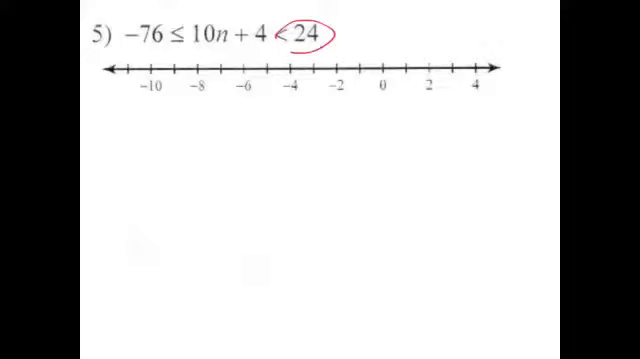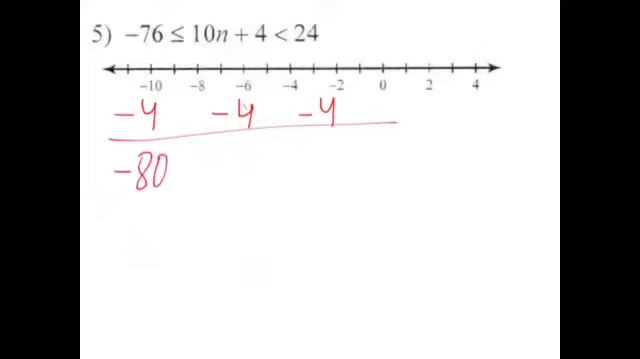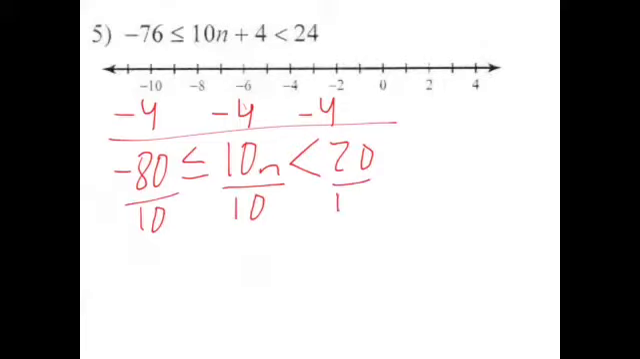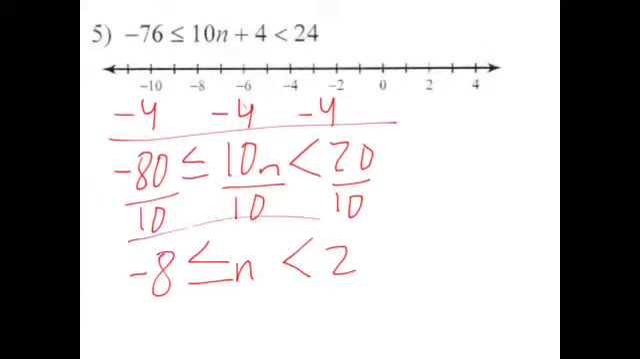Again, we have just constants on the outside, and so we can solve by doing the same action to all the pieces. Negative 76 minus 4 is negative 80, less than or equal to 10n, less than 20. I can now divide everything by 10, and I'll get n less than 2, and negative 8 less than or equal to n. So there's my solution there.